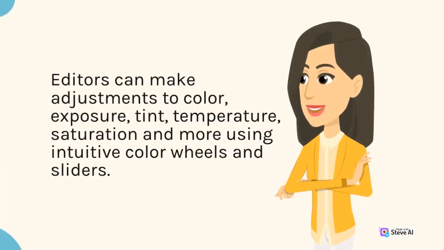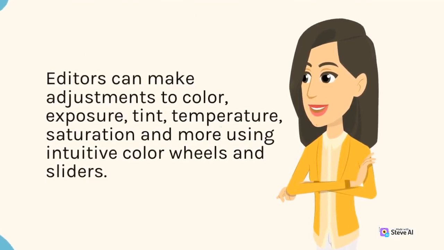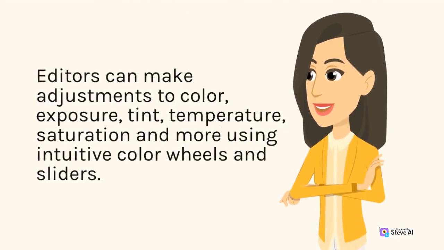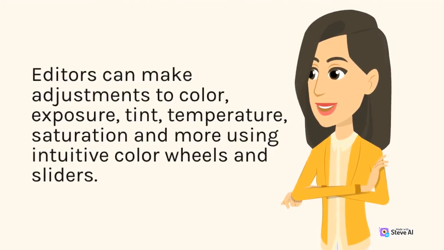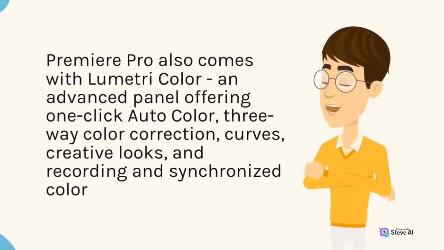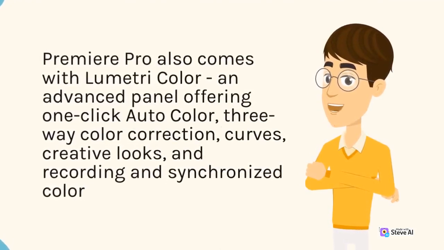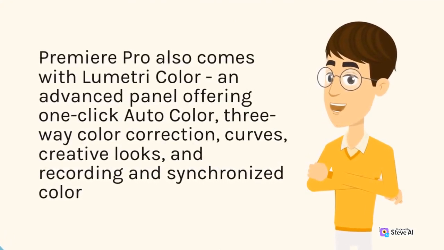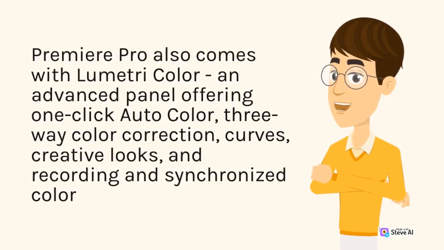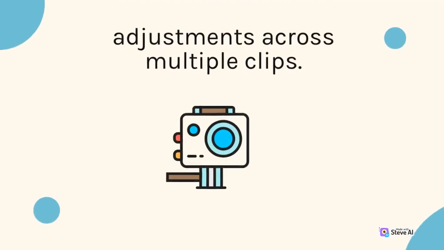Editors can make adjustments to color, exposure, tint, temperature, saturation and more using intuitive color wheels and sliders. Premiere Pro also comes with Lumetri Color, an advanced panel offering one-click auto color, three-way color correction, curves, creative looks, and recording and synchronized color adjustments across multiple clips.